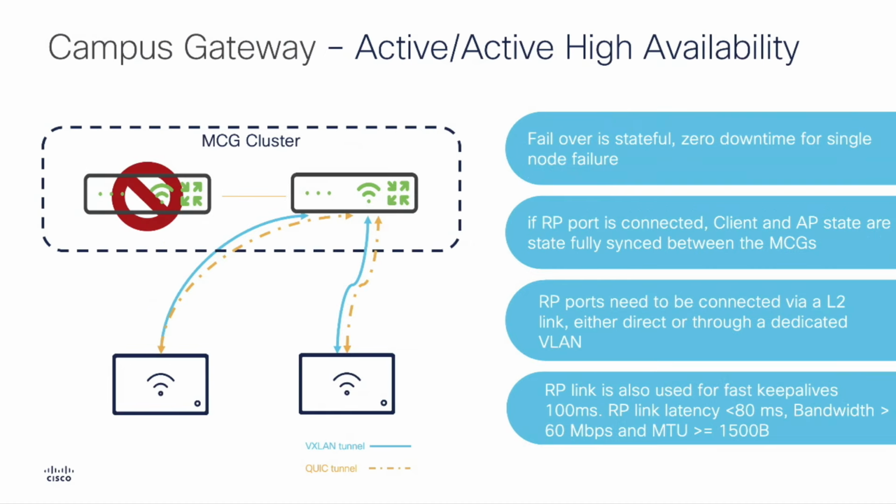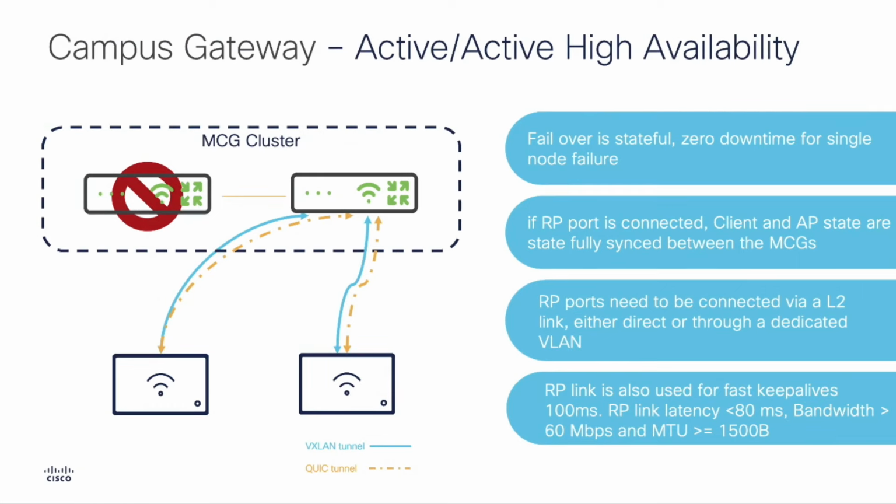The way we accomplish this stateful switchover is by using that same RP port that we have on the 9800H1 chassis, both copper and fiber. We'll use that to sync the client and AP states. So if, for example, the MCG on the left had failed, we would just reform the VXLAN tunnel from the APs connecting to the left MCG to go to the right MCG. In that time, you might drop, say, 1 ping, and that's because we have the client state already synced to the secondary MCG for those APs.